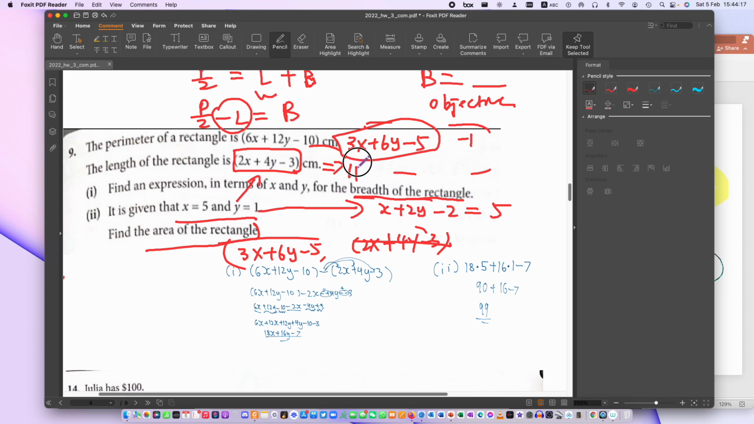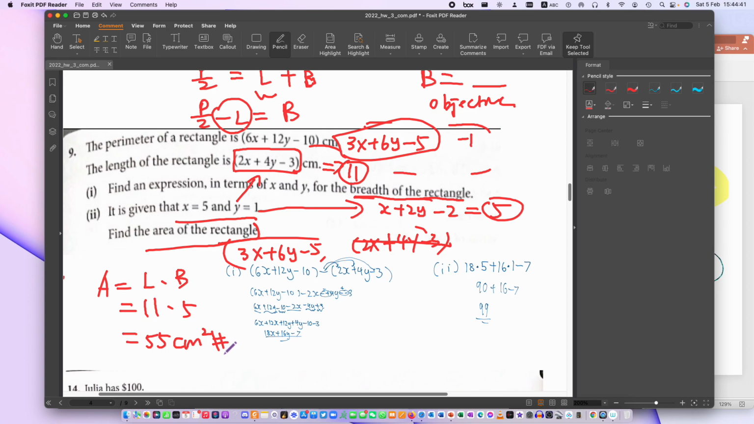So the length is 11. The breadth is 5. So what is the area of the rectangle? What's the formula? Area is equal to length times breadth. What's the length? 11. What's the breadth? 5. Okay, good. So you end up with 55. What's the unit? cm squared.